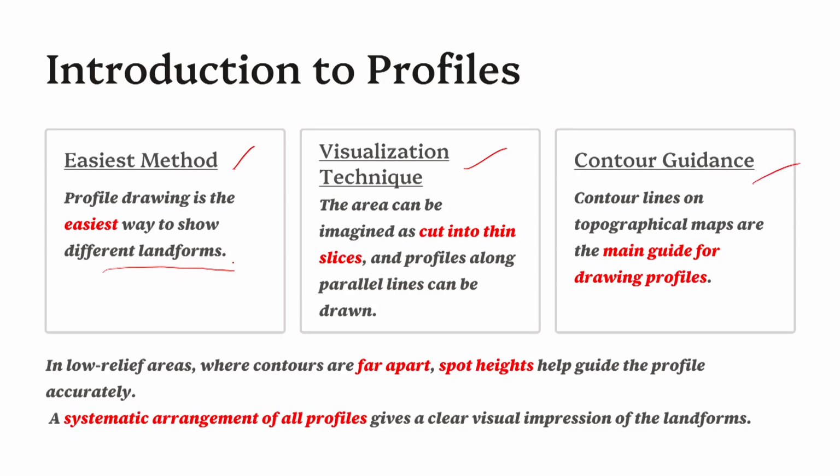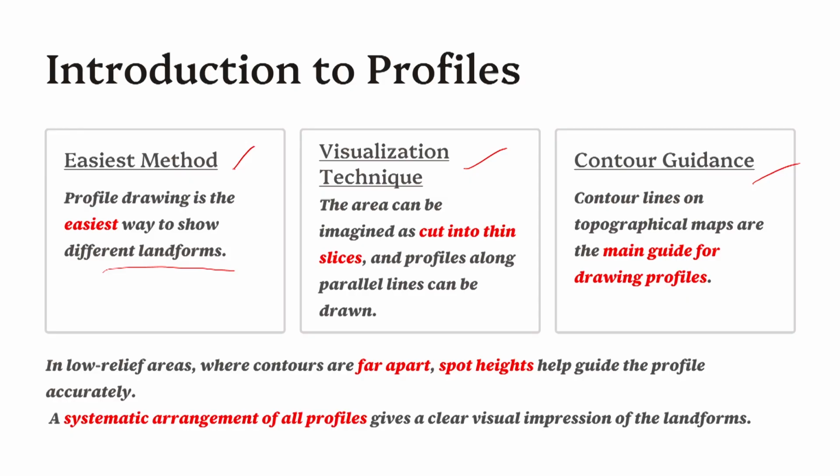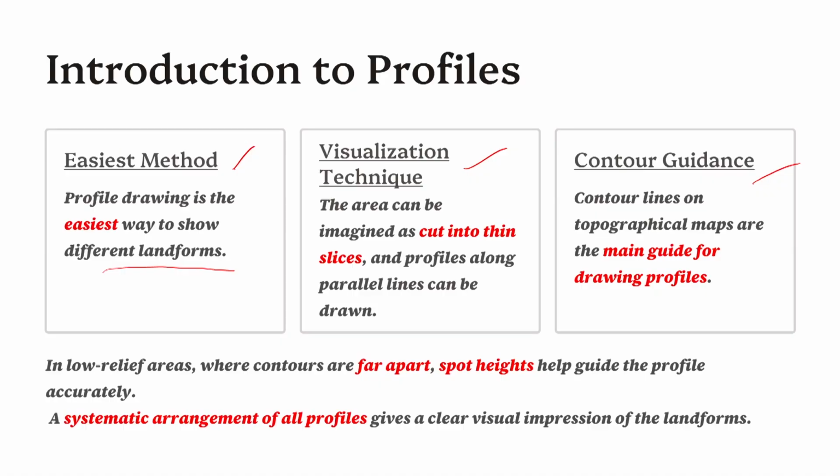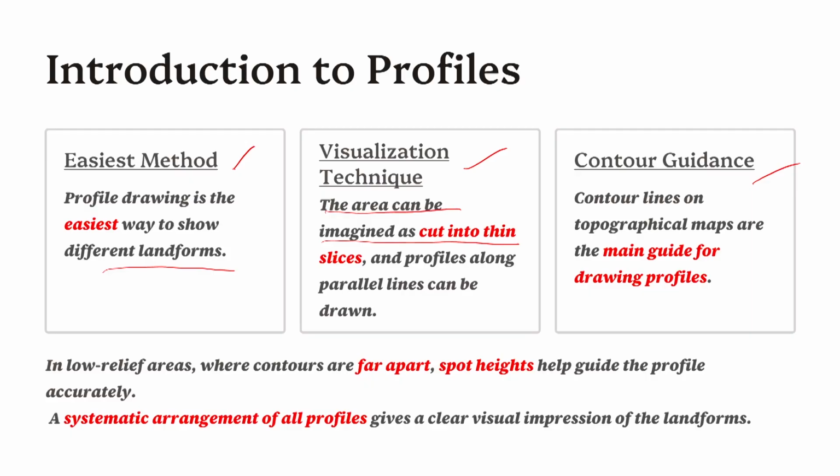If you draw a profile, that is the easiest, simple way for a student or any layman to understand what the land is covered with, the different landforms in that area. Then visualization techniques: if there is a complex topography, then this area can be imagined as cut into thin slices. We can bifurcate and classify different features, and from that we can easily understand what that area really is covered with.